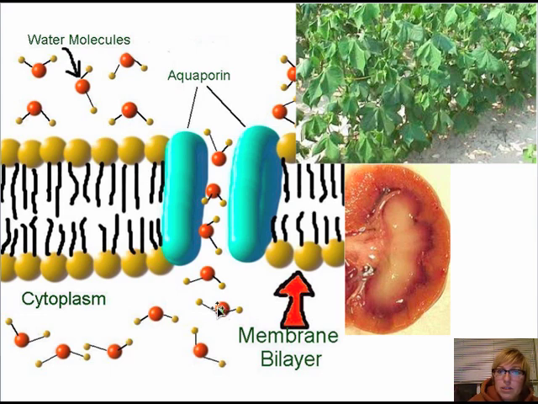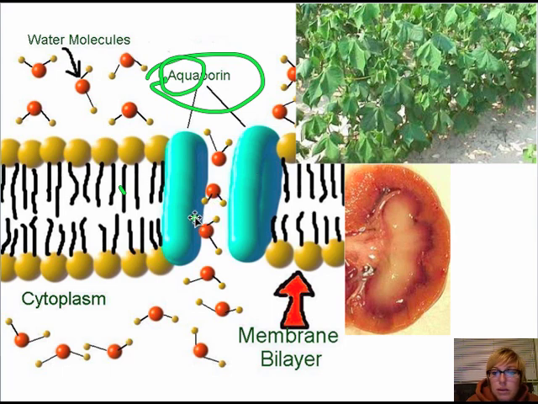One example, a superstar, is an aquaporin. And an aquaporin is a channel protein whose main job is to move water, and to move it fast and to move it well. And this is really important in plant cells and kidney cells and red blood cells.